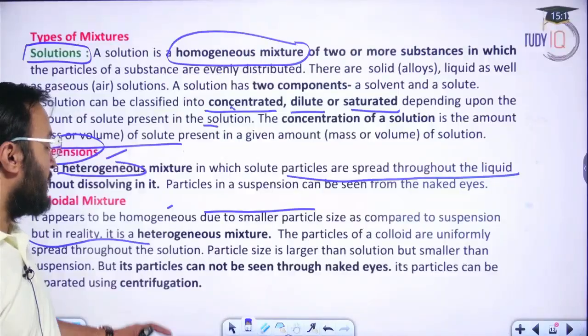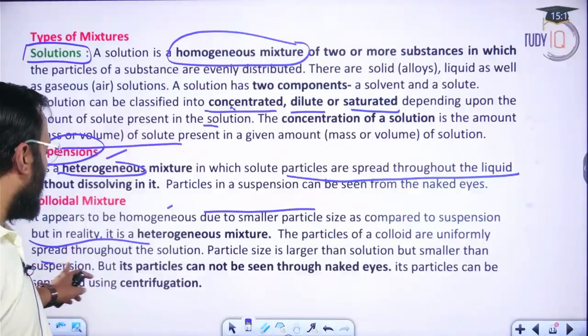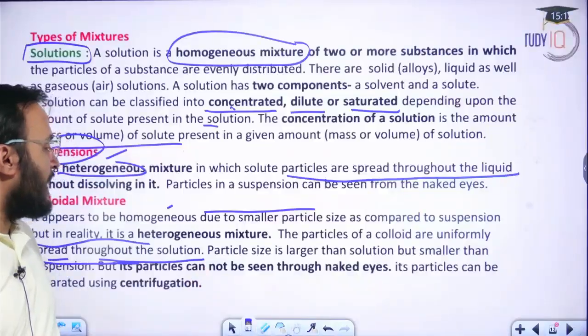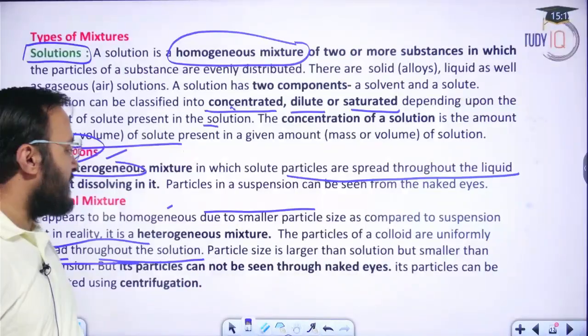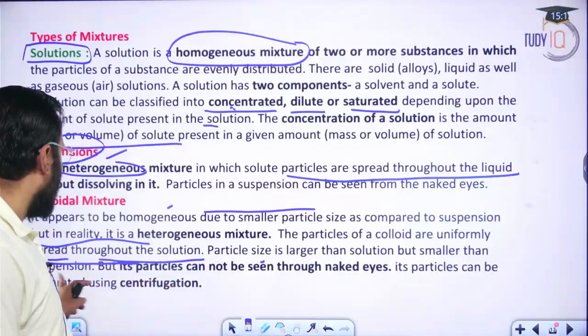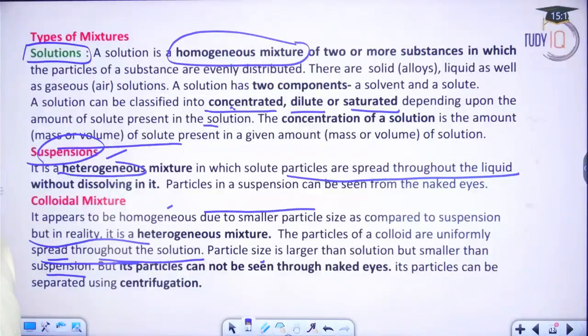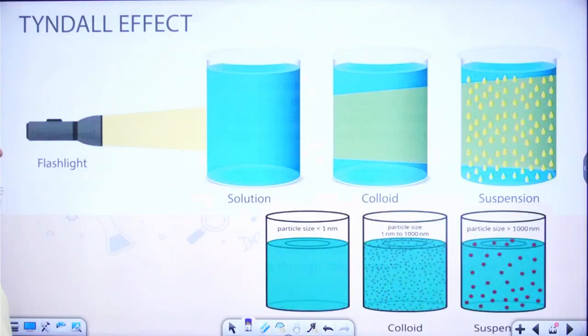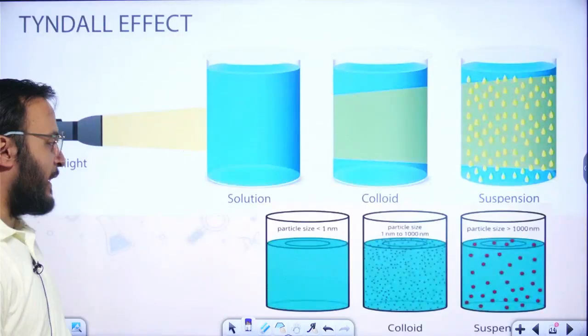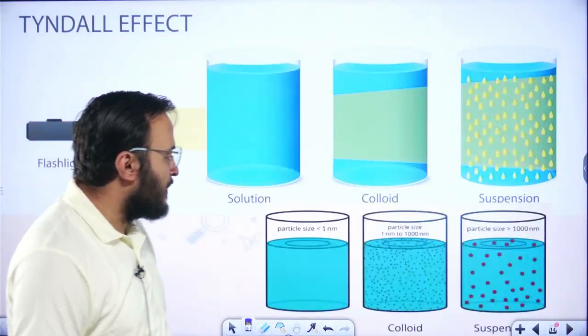colloidal solution actually appears like a homogeneous mixture, but it is a heterogeneous mixture. For example, the particles of colloids are uniformly spread throughout the solution, and the particle size is larger than the solution but smaller than the suspension. Remember that. Okay, larger than the solution but smaller than the suspension. Okay, so that is your colloids. That is your colloids. So if you have to identify, you can see this one.